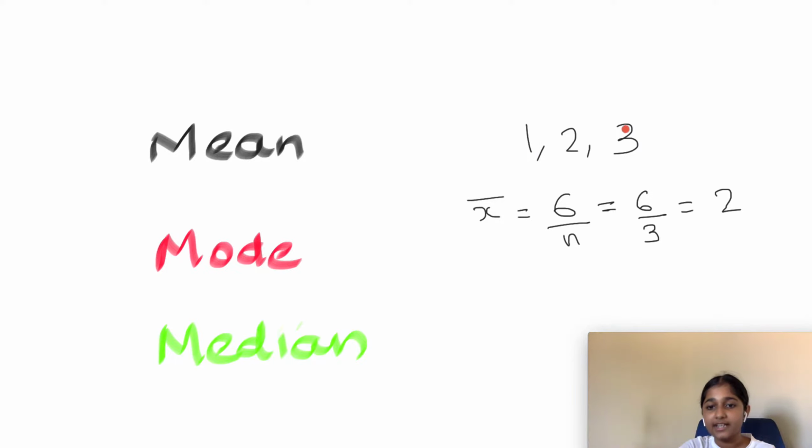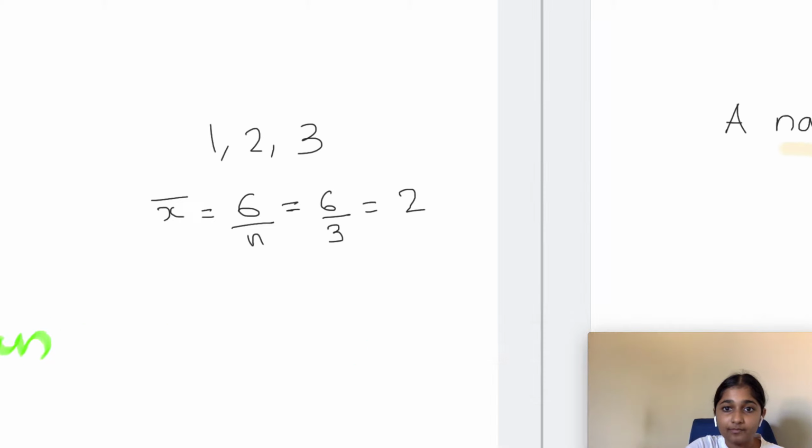So to calculate a mean, you add all of these numbers together, 1, 2, and 3, which would equal 6, and then you divide 6 by n. And what is n? The number of numbers. So that'd be just 1, 2, 3. There's 3 numbers. So we would do 6 divided by 3, which would equal 2. And this X with the line on top, that's what represents mean, in case you were wondering.